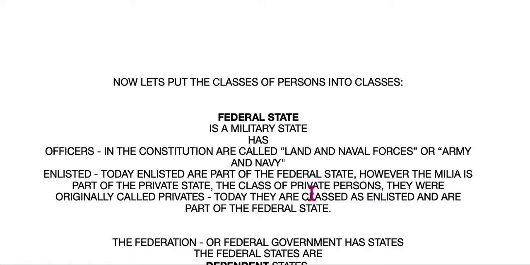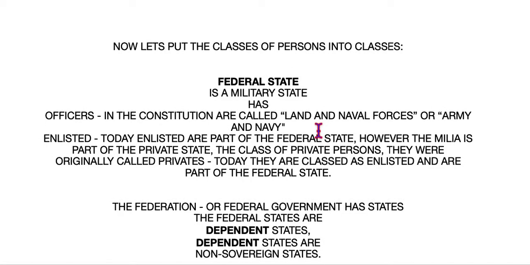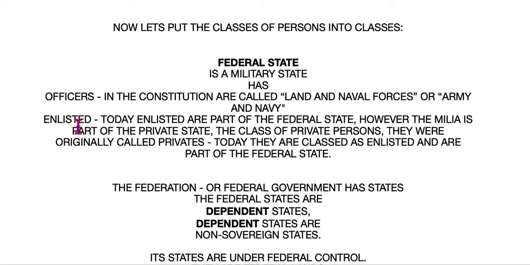Now let's put the classes of persons into classes. The federal state is a military state, has officers. In the Constitution they are called land and naval forces, or Army and Navy. Enlisted. Today enlisted are part of the federal state. However, the militia, it's misspelled, sorry about that, is part of the private state. The class of private persons, they were originally called privates. Today they are classed as enlisted and are part of the federal state.